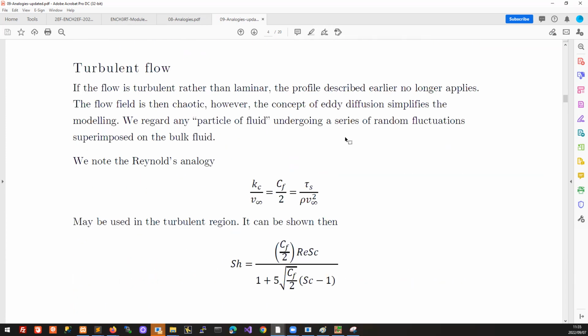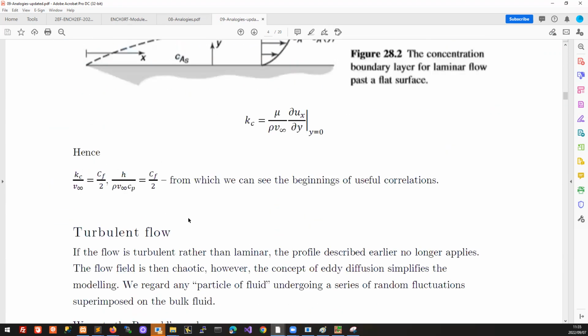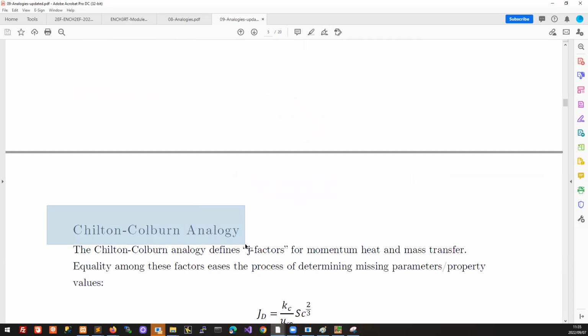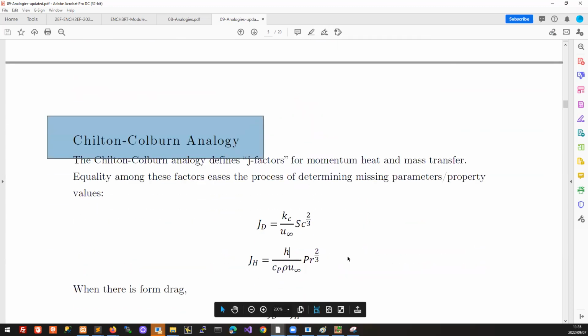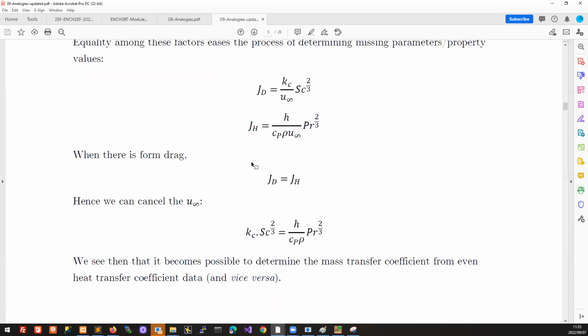And so all these relationships, right? The Reynolds analogy, the Chilton-Colburn analogy, these are trying to find relationships among the different balances. So in this one, we have an emphasis on mass transfer, and this one on energy transfer. But we can define equivalent dimensionless groups. And when we say that they are actually equal, then we start to find relationships among these different quantities.